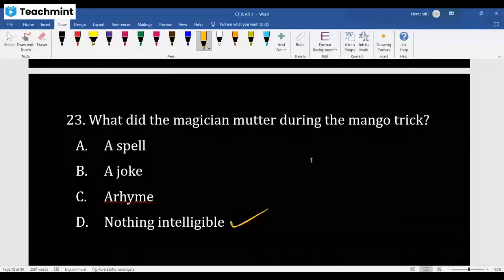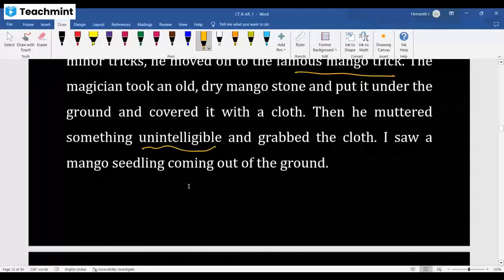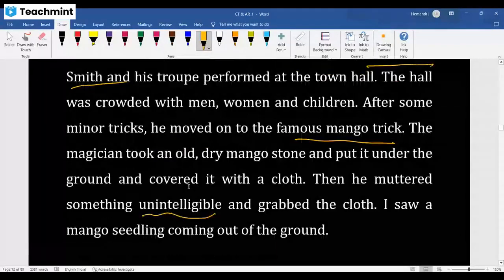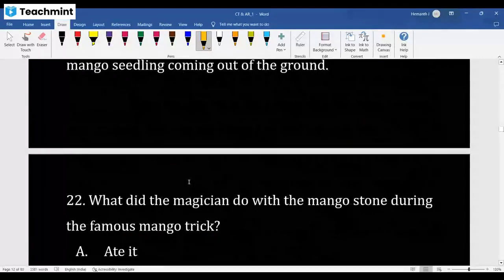What did the magician mutter during the mango trick? See, a spell, a joke, a rhyme. If you read it one time with focus, you can easily answer these four questions within 2 minutes. Right? See, next one.